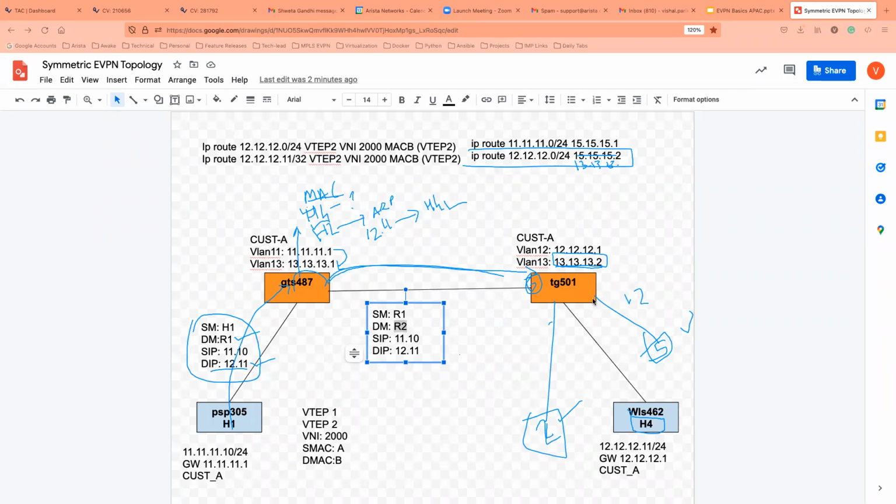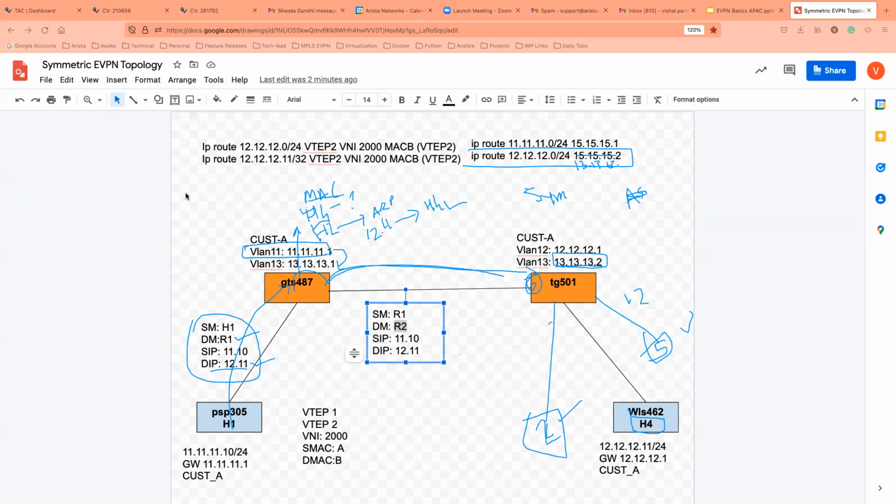So basically, same is for... okay. So this is how, in symmetric IRB, you don't need to learn all the MAC addresses for which you are not in the VLAN, or which is not under your VLAN, right? You don't have to learn those MAC addresses.